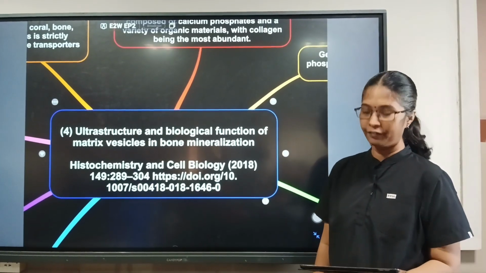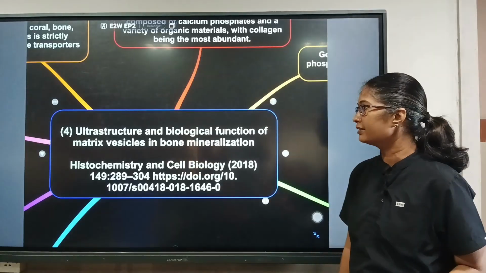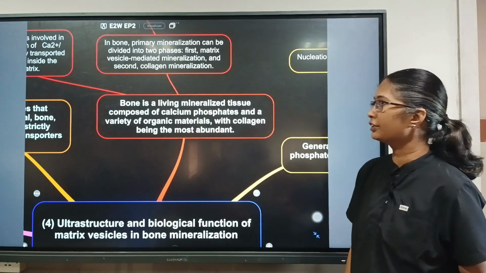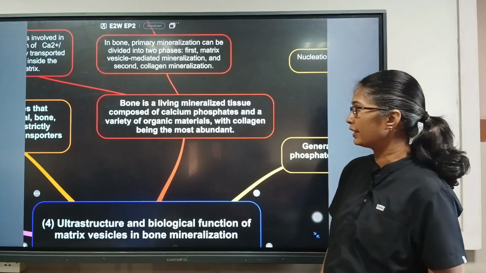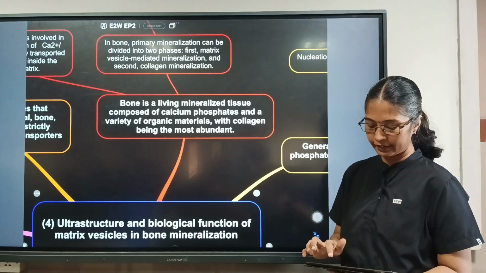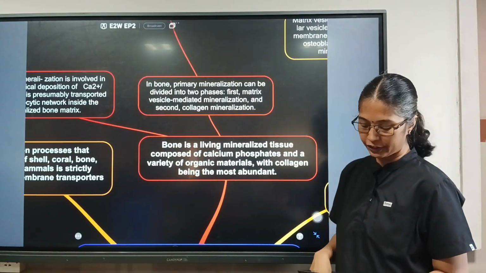Good morning. Today we are going to talk about the ultrastructure and biological function of matrix vesicles in bone mineralization. Bone is a living mineralized tissue which is composed of calcium phosphate and a variety of organic materials, with collagen being the most abundant. In bone there are primary mineralization and secondary mineralization stages.